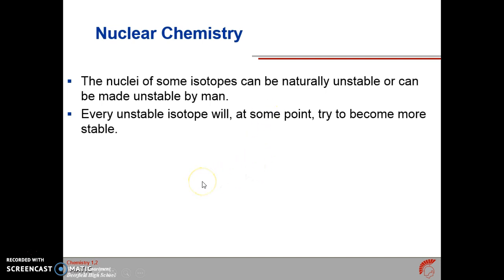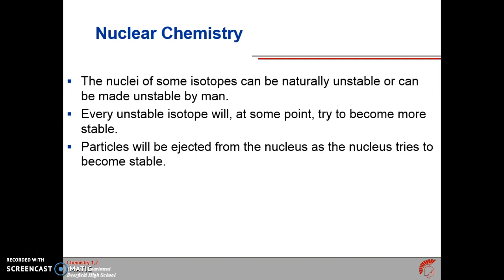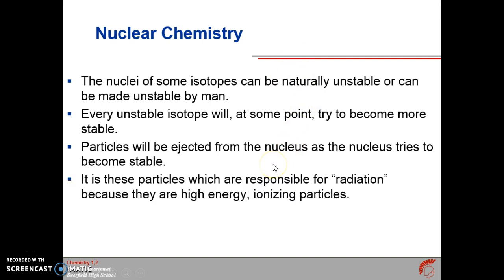At some point, every unstable isotope is going to try to become more stable. And when it does, it will eject particles of some sort from the nucleus as the nucleus tries to stabilize itself. It's these particles that are actually responsible for the radiation that is dangerous. It's not the atom itself that's dangerous, it's the particles that result from the nuclear decay of the unstable nucleus. Because these particles are high energy and ionizing, they can do a lot of damage.